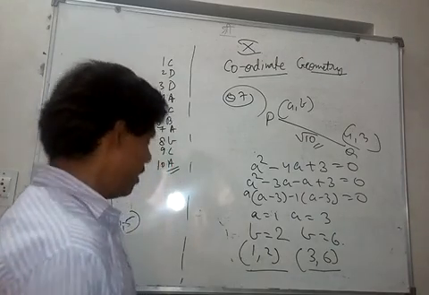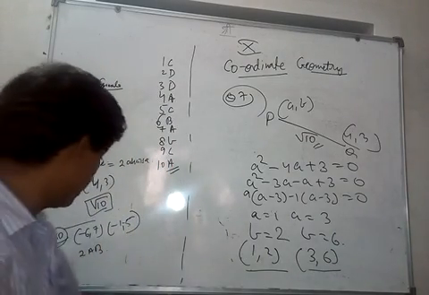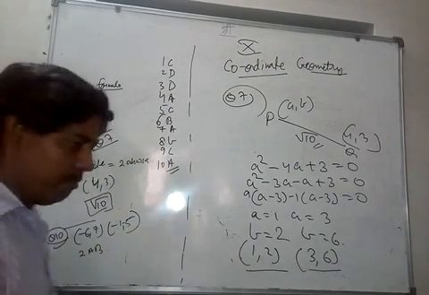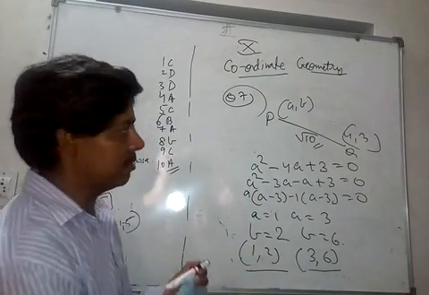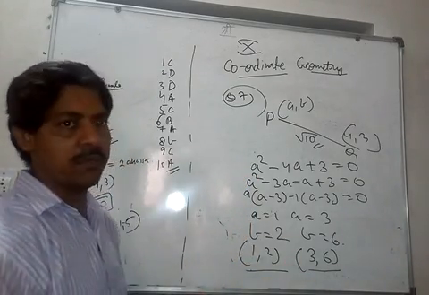Okay. And there was one more question, question number 10. Very simple question. Find the distance and what is the double of distance. So students sometimes forget to take the square root.